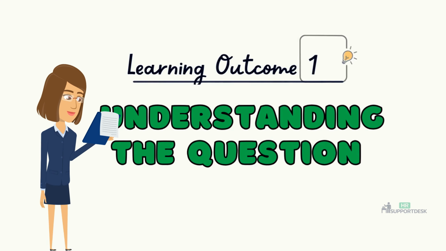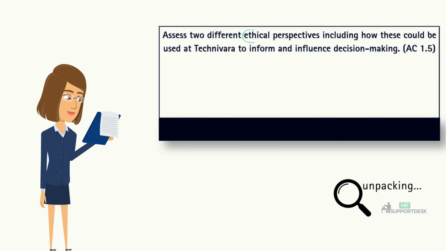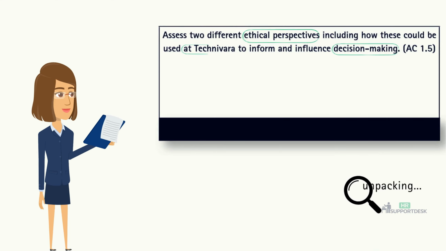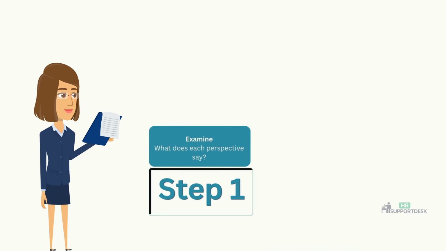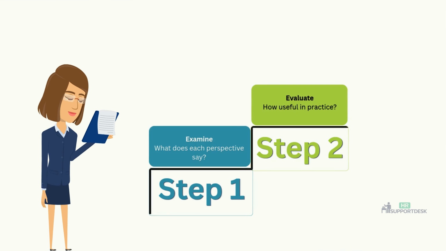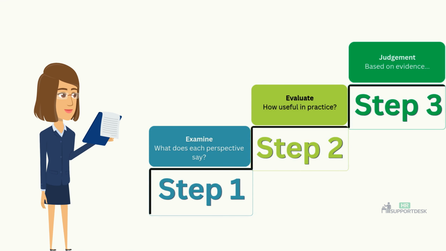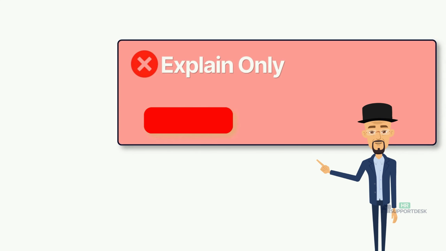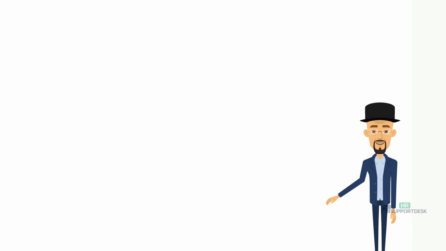First, let's take a moment to unpack what this question is really asking you to do. In this assessment criterion, you are required to assess two different ethical perspectives and explain how they could influence decision-making at Technivara. In other words, you are being asked to examine two ethical perspectives, evaluate how useful they are in workplace decision-making, and make a reasoned judgment about their effectiveness within Technivara. Therefore, your answer must not only explain ethical perspectives, but also assess their benefits, limitations, and impact on organizational decision-making.